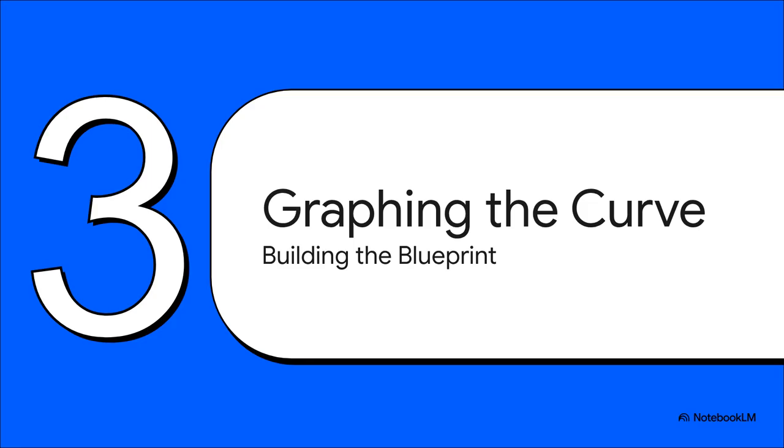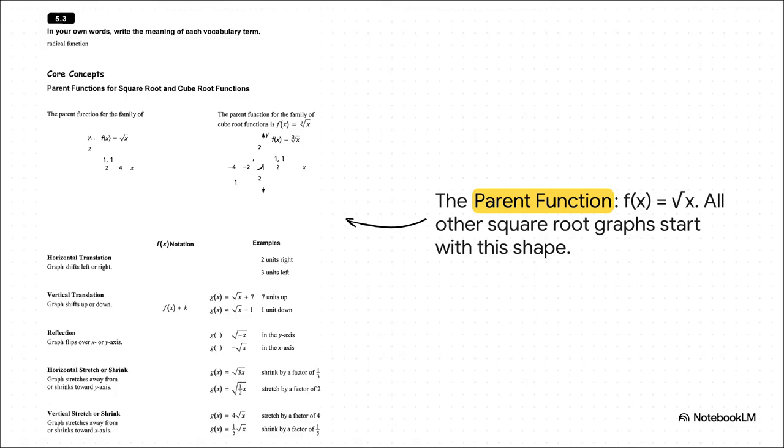Now let's see how those rules come together to build the actual visual blueprint of the function on a graph. So take a look at this shape. Get familiar with it, because every single square root graph you will ever encounter is just a version of this one. We call it the parent function, f of x equals the square root of x. It always starts right there at the origin, at (0, 0), and then gracefully curves up and to the right. Seriously, once you know this one shape by heart, you can graph any of them.